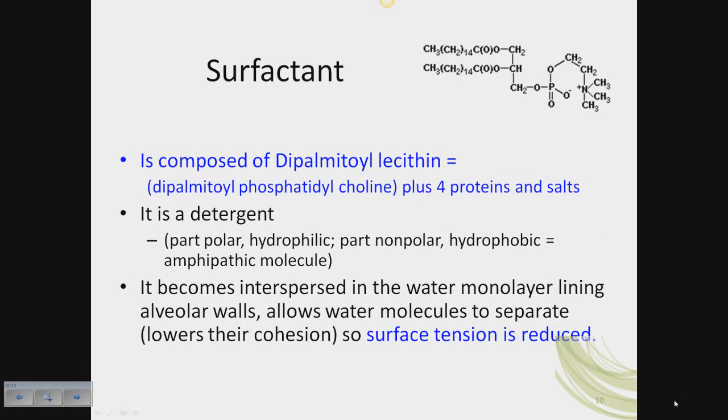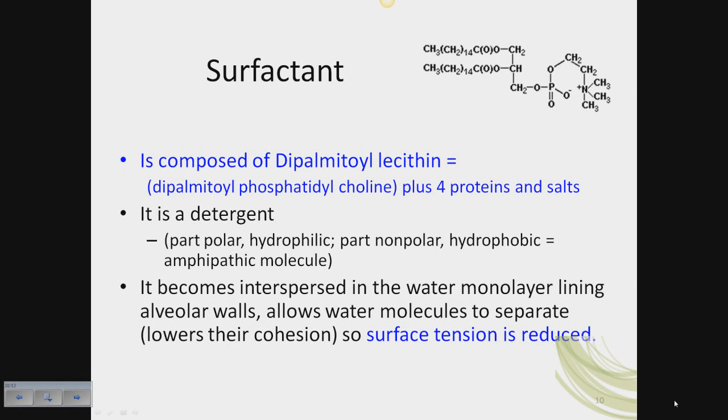Now if you look at the top part where it has 2 chains of CH3, parentheses, CH2 to the 14, and then a carboxyl group, what that's really showing you is a long hydrocarbon chain. And those long hydrocarbon chains are going to be your hydrophobic region of the molecule. So we say that this molecule is amphipathic, which means it has both polar or water-loving parts and nonpolar, which means hydrophobic or water-hating parts. So this dipalmitoyl lecithin will combine with other proteins and salts to make surfactant proper.